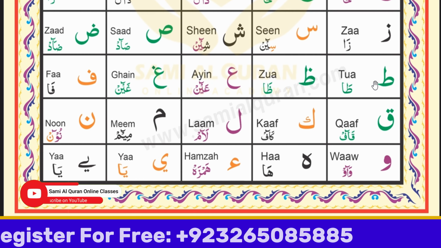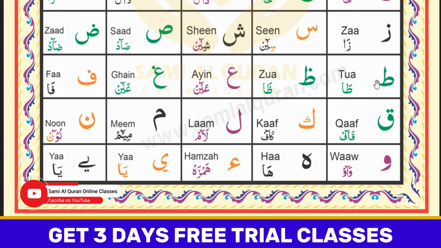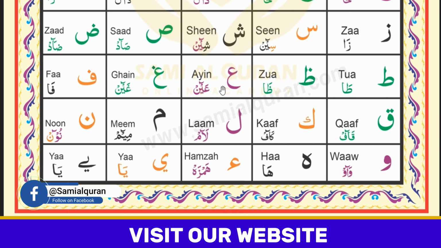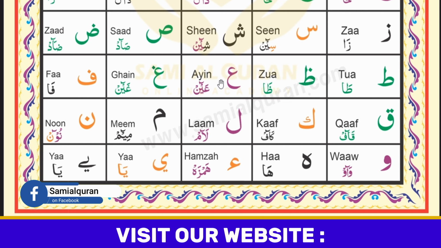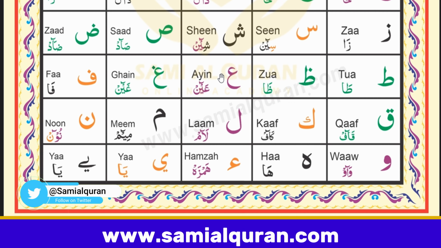Ta, wa, ain. So the ain we pronounce from the middle part of the throat. Please repeat after me.